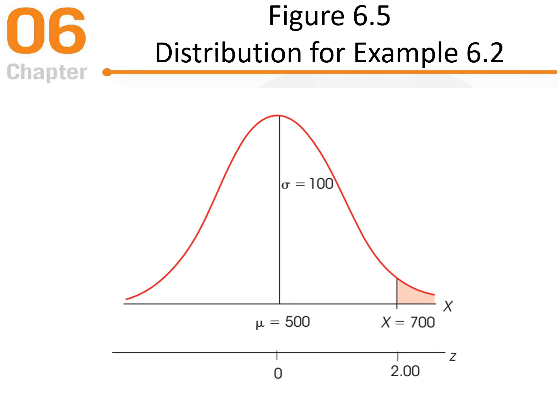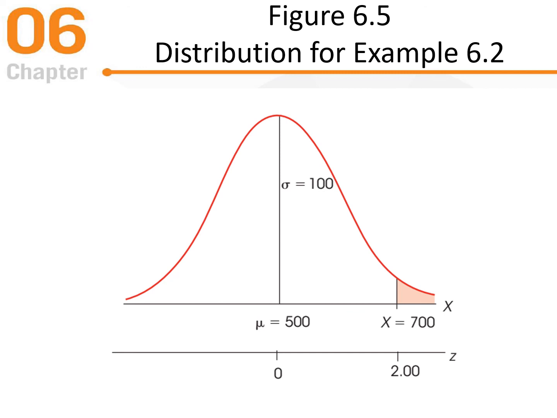Here's an example of a normal distribution with a mean of 500 and a standard deviation of 100. So if you have a score of 700, you have a z-score of 2. And we can convert all scores into the common metric of z-scores, the standardized scores. So it's always x minus mu over sigma. 700 minus 500 over 100 is 200 over 100, which is 2.